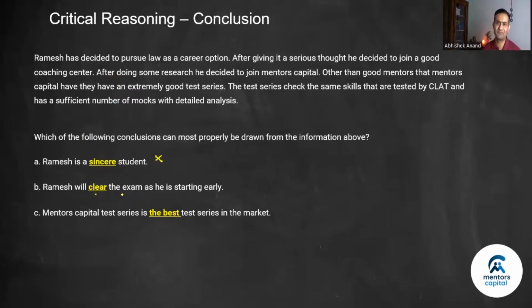Will clear the exam. Again, we can't say. How will he study? How will he prepare? Whether he'll actually write mocks or not, we don't know. So this claim is also gone. What is the claim in C? Is the best test series. Okay. We don't know anything about the others. They have only given us information about the test series of Mentor's Capital. They haven't made the comparison as compared to competition. So this, the best claim, cannot be validated. And therefore I say that conclusion in the CR is the best type, because here you have to eliminate, right?